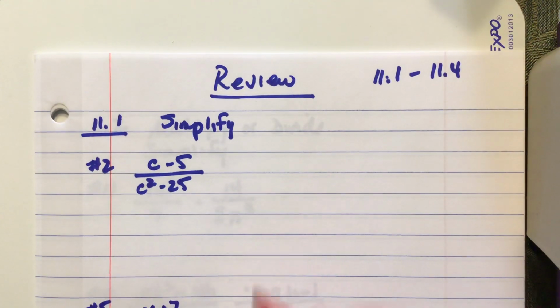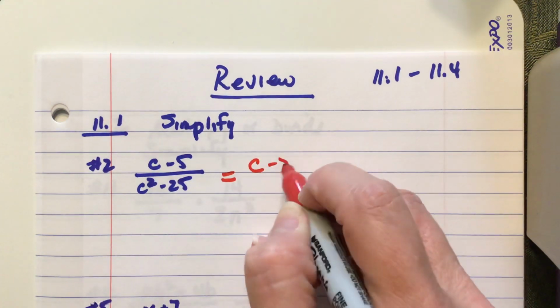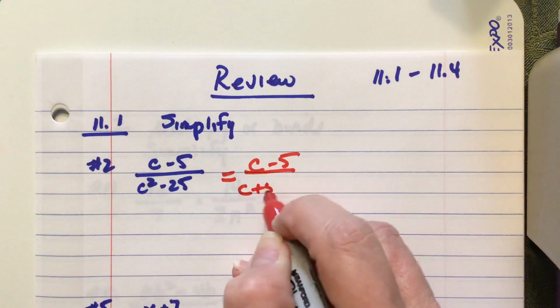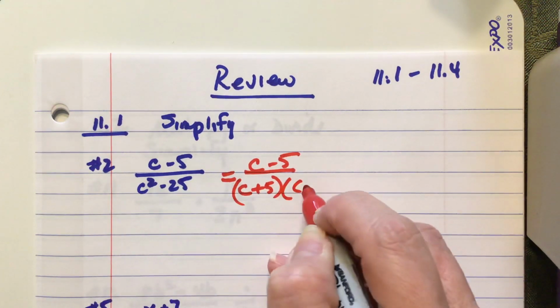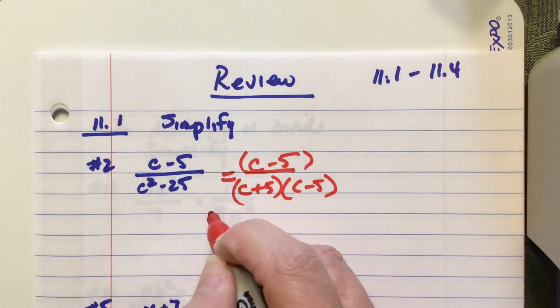So the first thing I'm doing is factoring. There's nothing I can factor from the top. And out of the bottom, I can factor that to c plus 5 times c minus 5. I will add parentheses to the top so that now I can cancel my expressions. Before I cancel my expressions, I got to check my denominator.